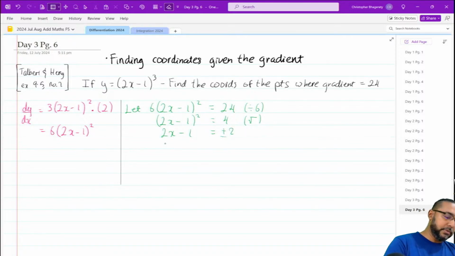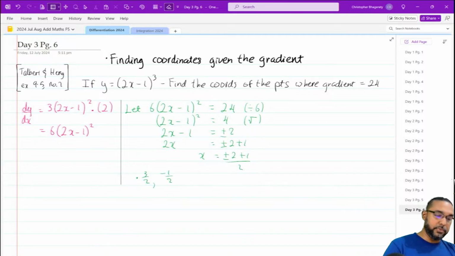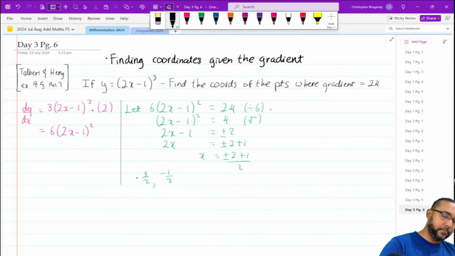Now, to solve for x, we'd have to add 1 to both sides. So we have plus or minus 2 plus 1. And then to solve for x, we'd have to divide by 2. So plus or minus 2 plus 1, all over 2. If we take the positive root, 2 plus 1 is 3, and then we have 3 over 2. If we take the negative root, minus 2 plus 1 is minus 1. Right, so we have 2 x values here.